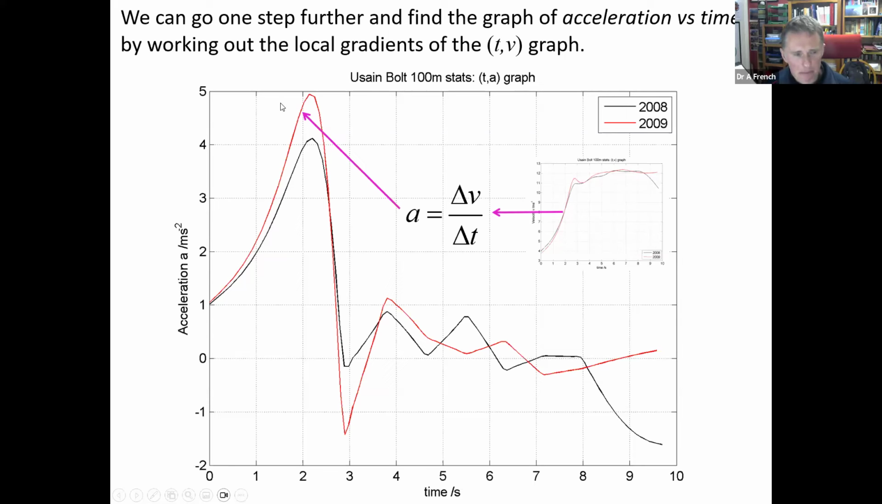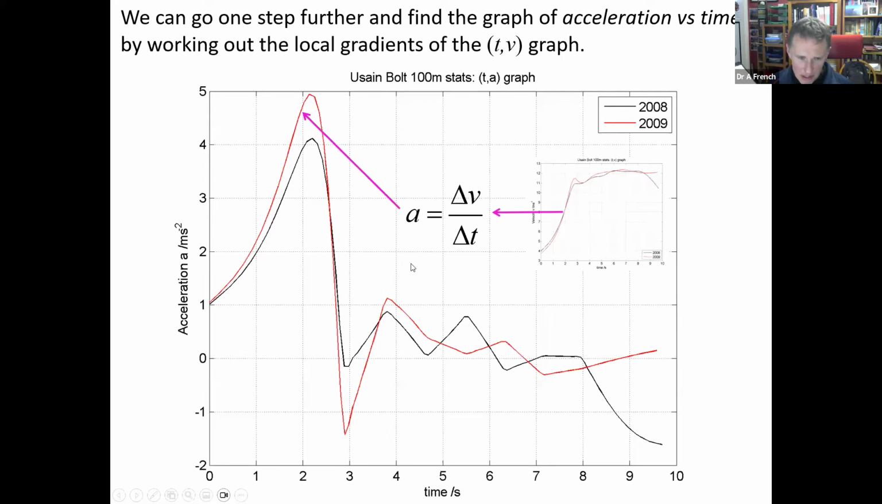So it seems like he has a maximum acceleration of about 5 meters per second squared, about half a g. And then in 2008, he slowed down. If you've ever watched the video of this, infamously, he crosses the line strolling around with his arms in the air, having broken the world record rather spectacularly. So that's quite a thing to do. So there we go. That might be a really nice start of kinematics.